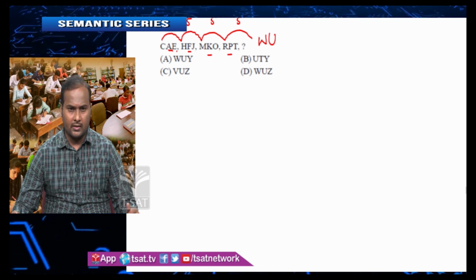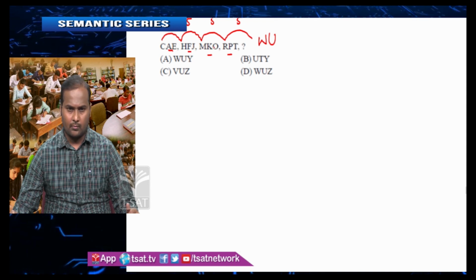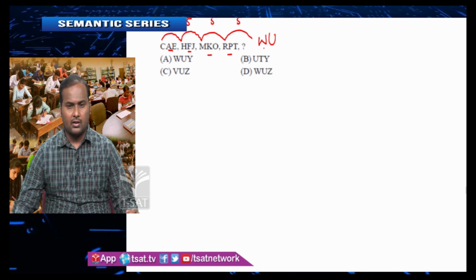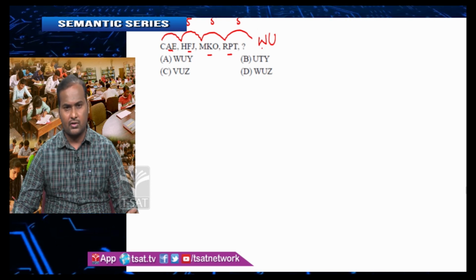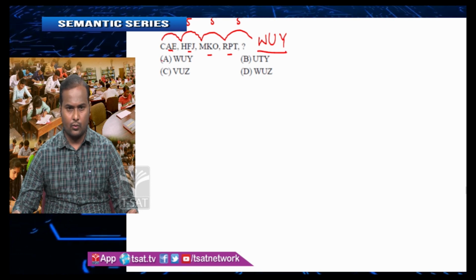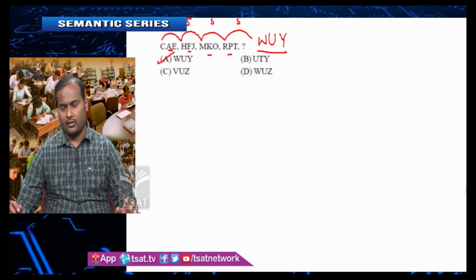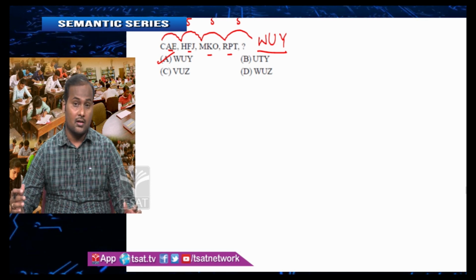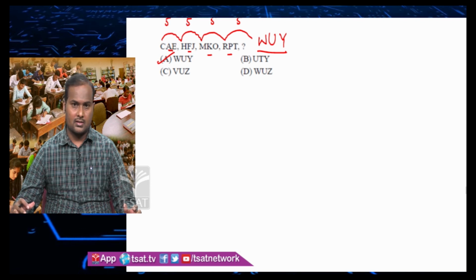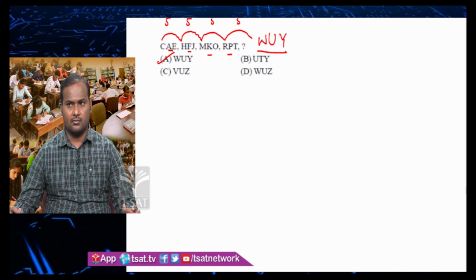The next one is E, E to J plus 5, J to O plus 5, O to T plus 5, T plus 5: T is 20, plus 5 is 25. So the answer is Y. So your answer is W, U, Y. In these questions the increase is always 5, 5, 5, but in the examination it will be either 5, 5, 5, 2, 2, 2, 1, 1, 1, minus or plus. So anything is possible. So you can keep all these series in mind.